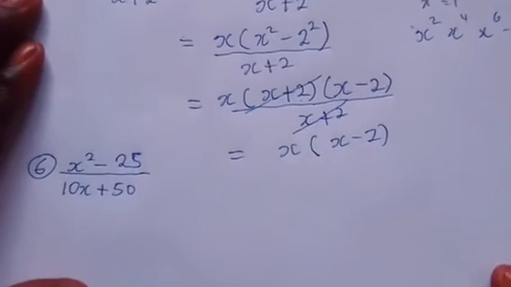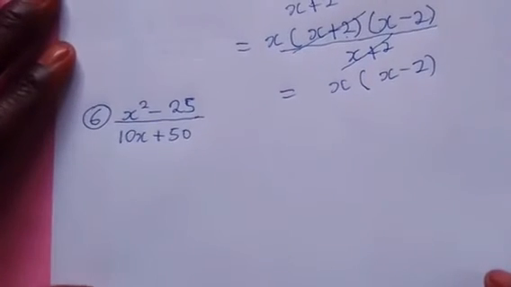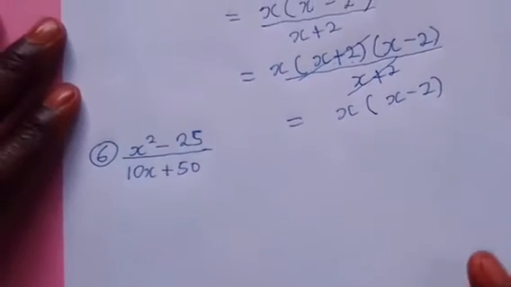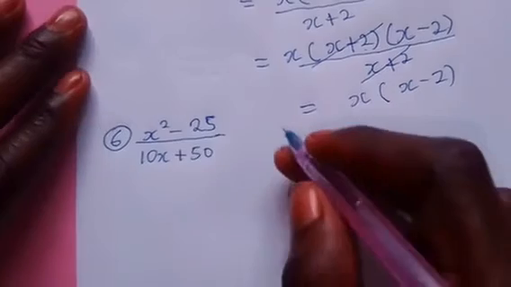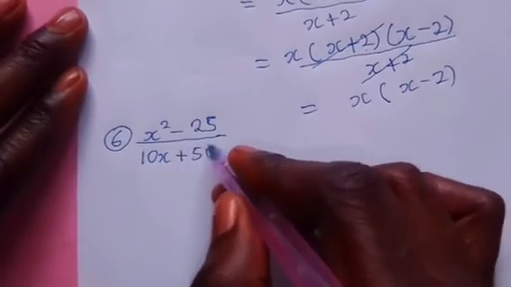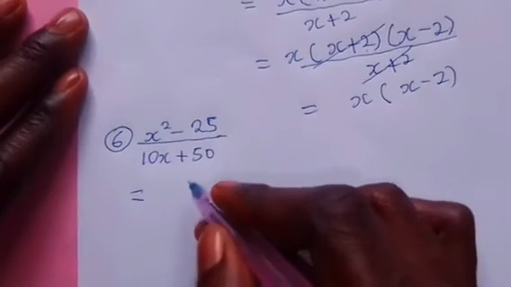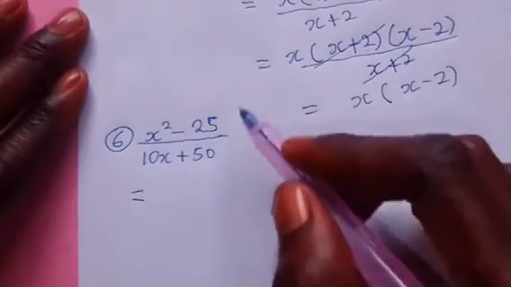I believe you understand the concept taught here, and let us quickly dive into the final example for this lesson. Now in the final example here, we have x squared minus 25 divided by 10x plus what? 50. Now how do we solve this problem? Like how we did in example 5.